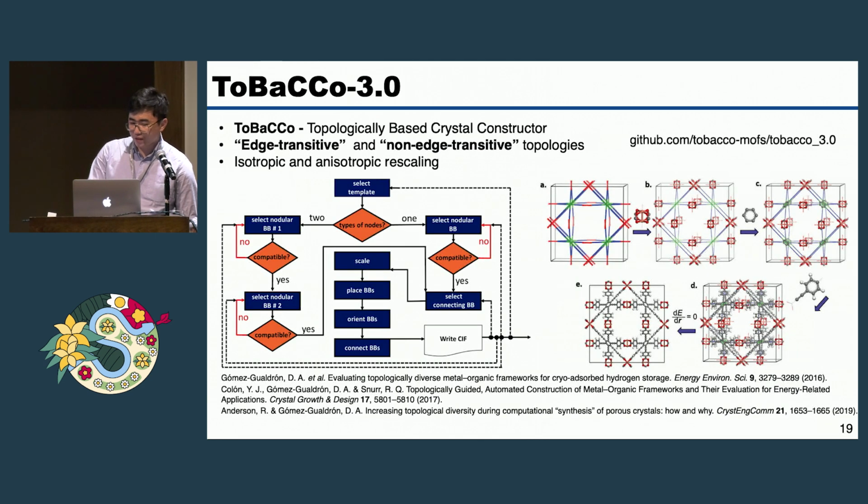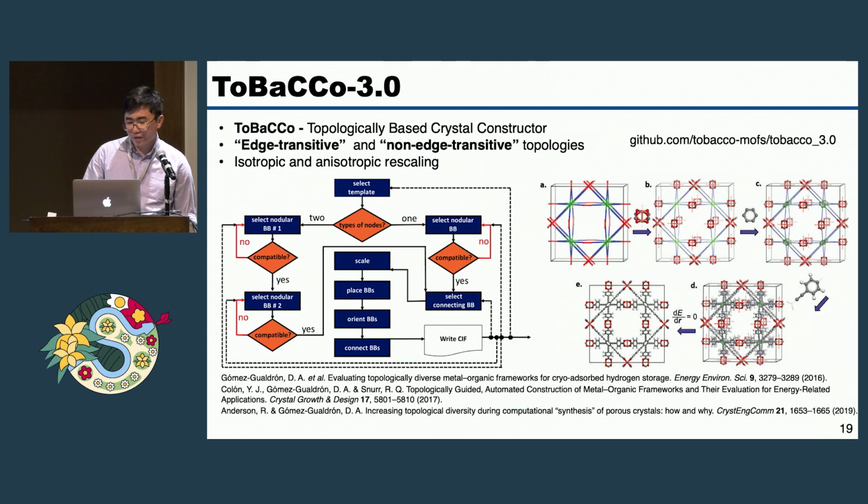So TobaCCo is a topology-based crystal constructor. It's a Python package based on a top-down, so-called reverse topological approach, where you first give the topological blueprint, then map the building blocks onto it. This enables access to every point in MOF design space, because it can also work with edge-transitive or non-edge-transitive topologies, meaning that you can isotropically or anisotropically rescale the topological blueprint depending on the size of the building blocks.